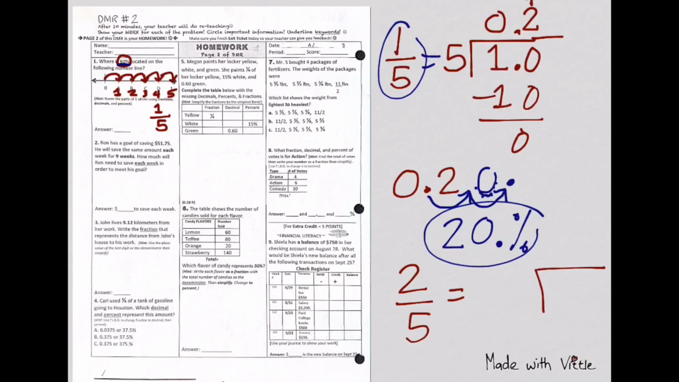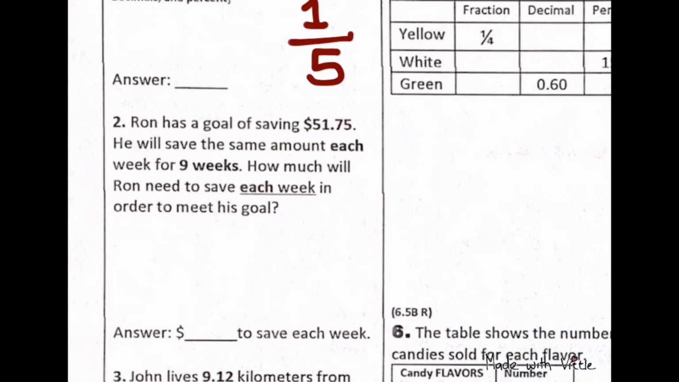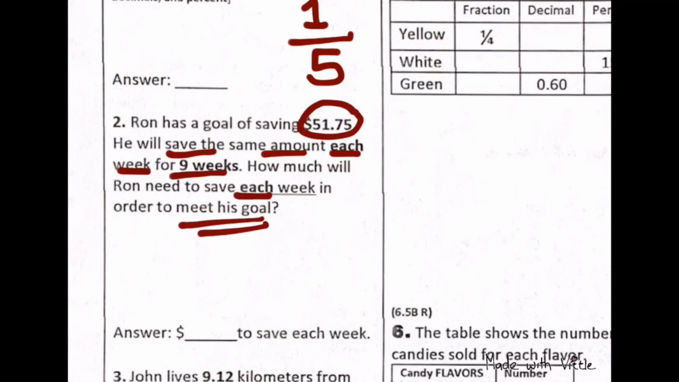Okay? Now let's move on to item number 2. On number 2, Ron has a goal of saving $51.75. He will save the same amount each week for 9 weeks. How much will Ron need to save each week in order to meet his goal?